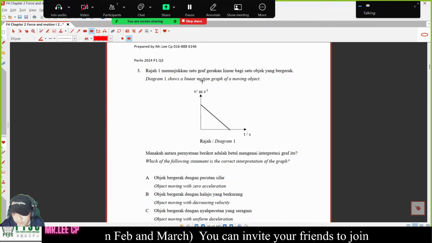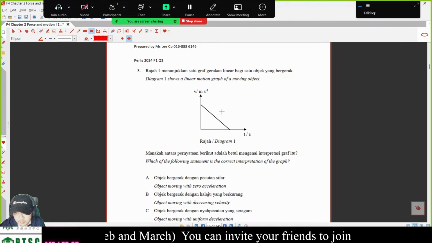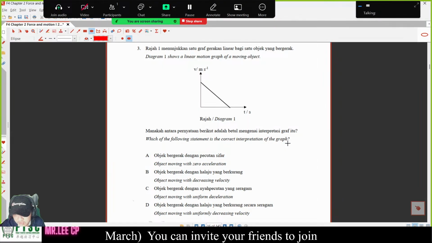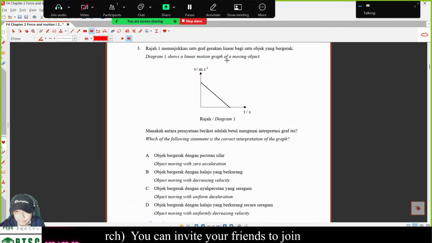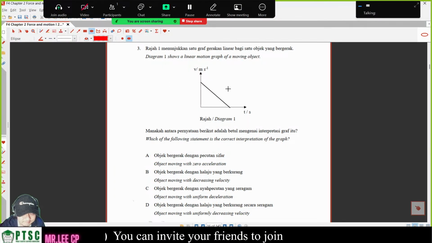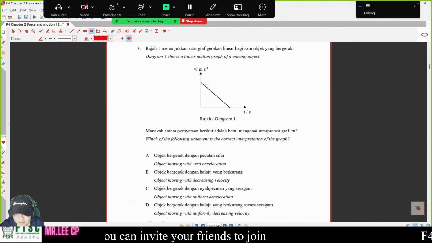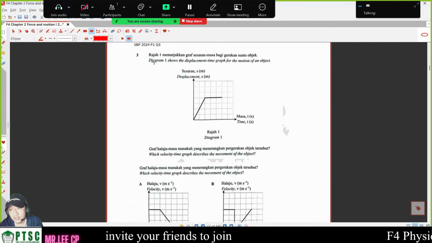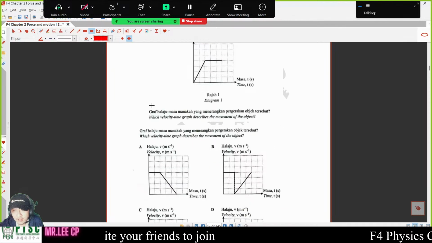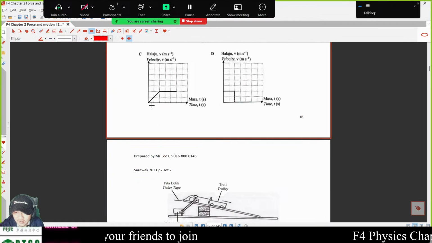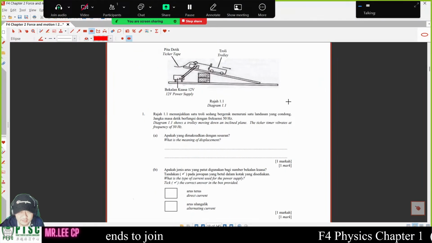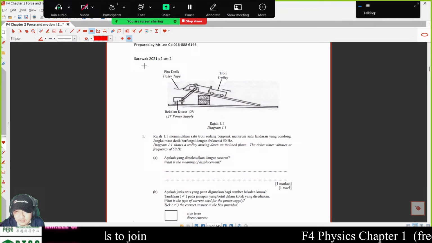Diagram 1 shows a linear motion graph of the moving object. Which of the following segments is correct to interpret the graph? The graph I haven't taught yet. The motion graph, so I skip this question. Alright. Okay. This question I also need to skip first. Right? Graph 1 I skip first. So next one.